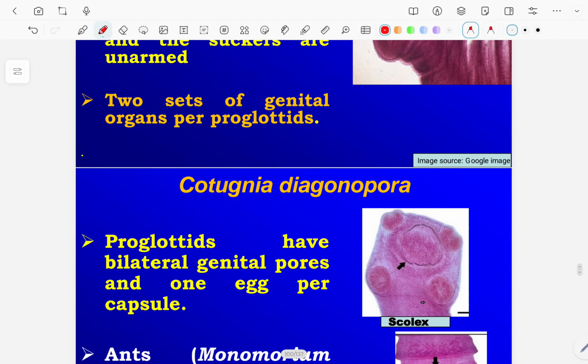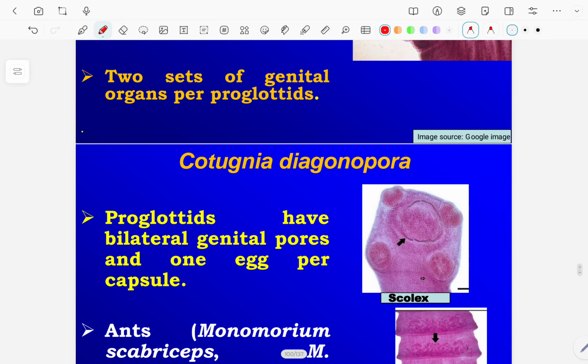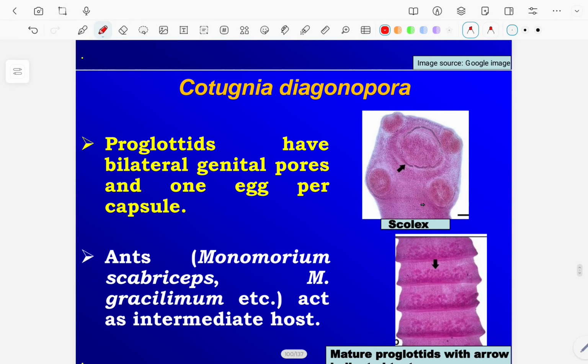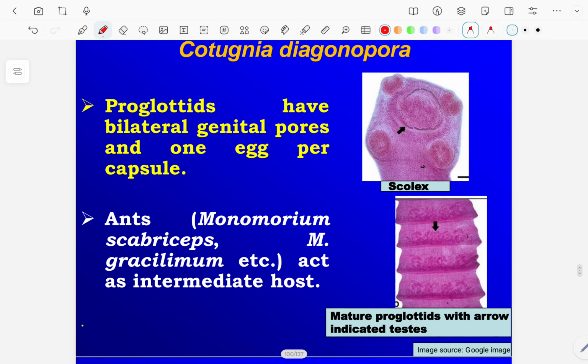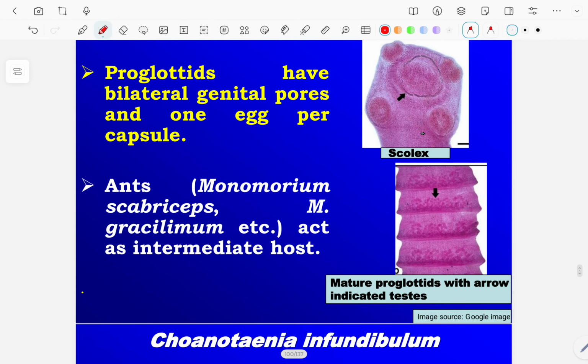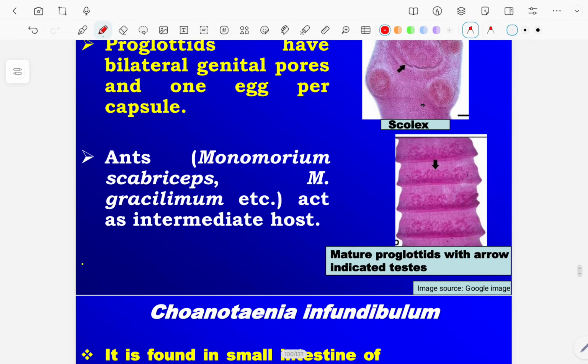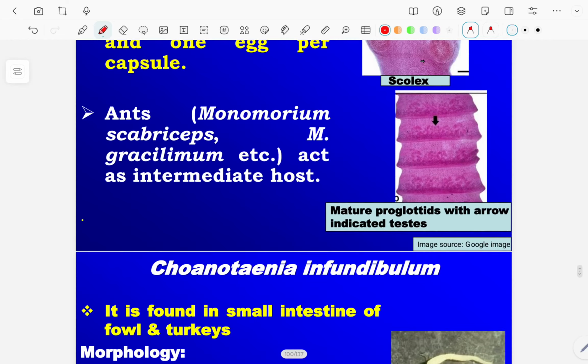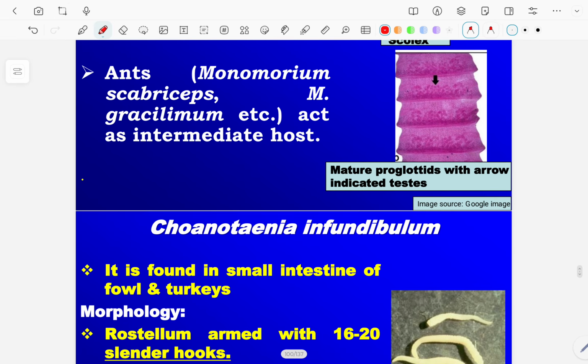Cotugnia digonopora. Proglottids have bilateral genital pores and one egg per capsule. Monomorium scabriceps and Monomorium gracilimum etc. act as intermediate hosts.